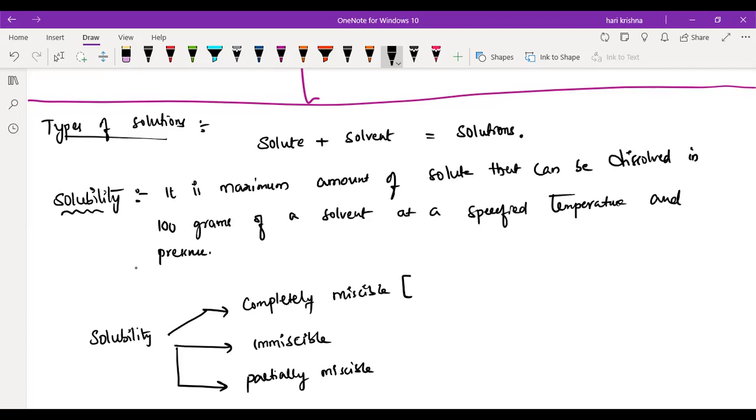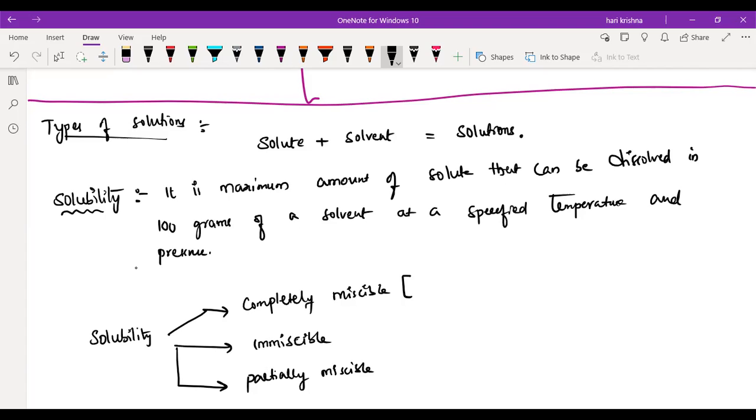Like if you take alcohol, or lemon juice, or common salt, it will dissolve in every portion of the water, right? So water is the solvent here, and salt is the solute. So salt is completely miscible in the given solvent, that is the water. That is the solubility. Immiscible means what? The solute will not dissolve in the given solvent, like oil and water. So oil and water will not dissolve together at all. So that is immiscible.